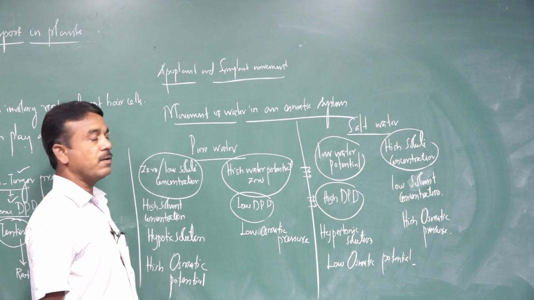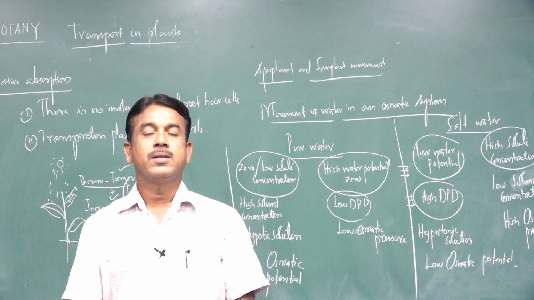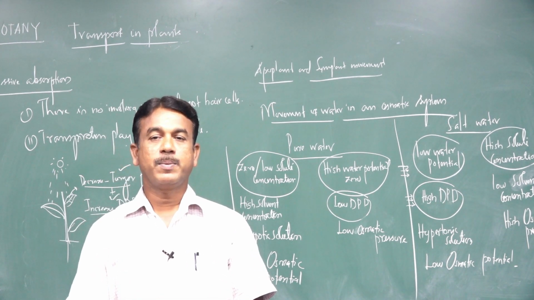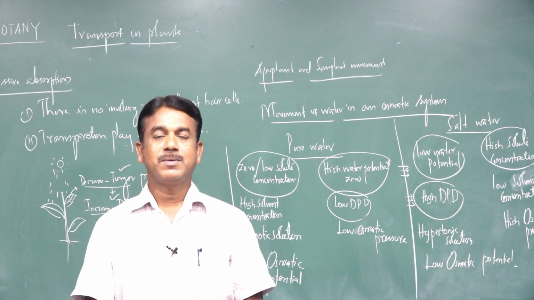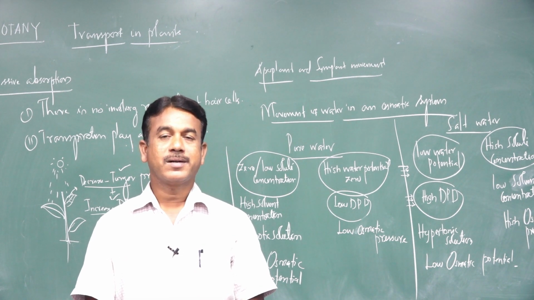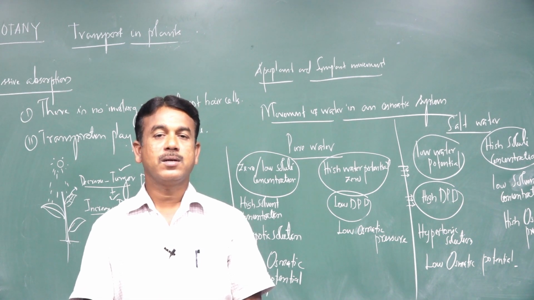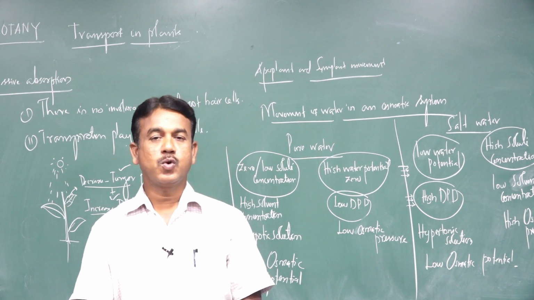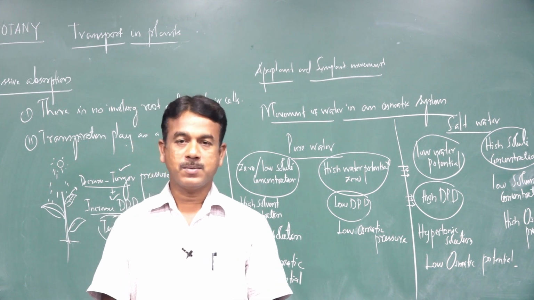These are the parameters for movement of water in an osmotic system. Hi students, today's topic is the mechanism of absorption of water. In this chapter we discussed active absorption and passive absorption, and the parameters for movement in an osmotic system. That is what I have concluded today. In the next class we will start with the difference between active absorption and passive absorption. Thank you.